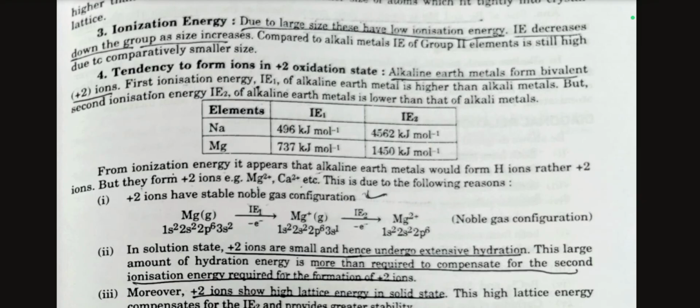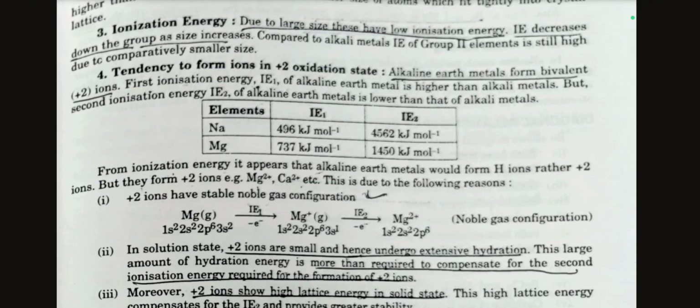Tendency to form ions in the +2 oxidation state. Alkaline earth metals form bivalent +2 ions. The first ionization energy of alkaline earth metals is higher than alkali metals, but the second ionization energy of alkaline earth metals is lower than that of alkali metals. From ionization energy, it appears that alkaline earth metals would form +1 ions rather than +2 ions, but they form +2 ions. Example: Mg2+, Ca2+.